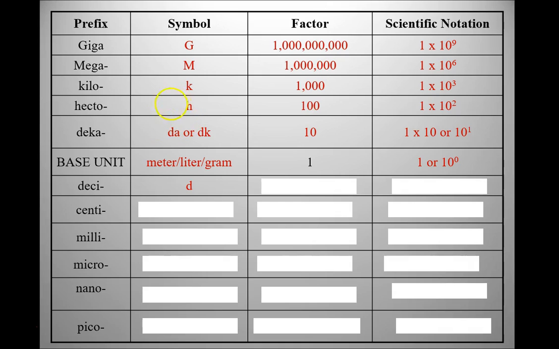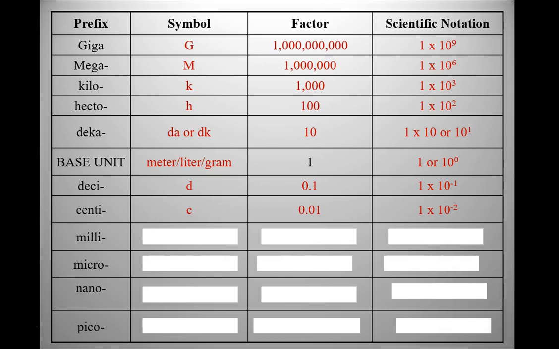Now we're going to go the other way. Deci. Notice deci is a lowercase d, which is why deca has an extra letter in there, because I didn't want deci and deca to get confused. Deci doesn't get used that much either. It's 0.1, it's a tenth, so it's 10 times smaller than the base unit, and that's 1 times 10 to the negative 1. Notice the scientific notation, the exponent now has a negative value. Centi is 0.01, so it's 1 times 10 to the negative 2.